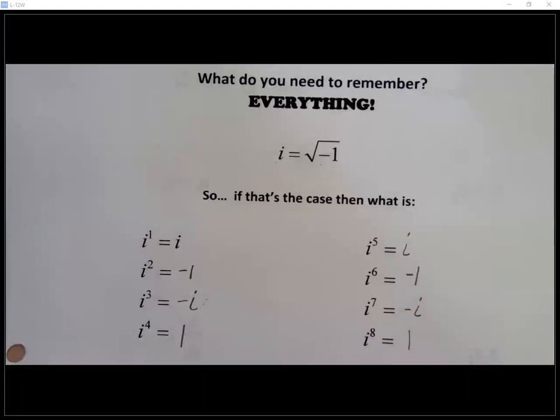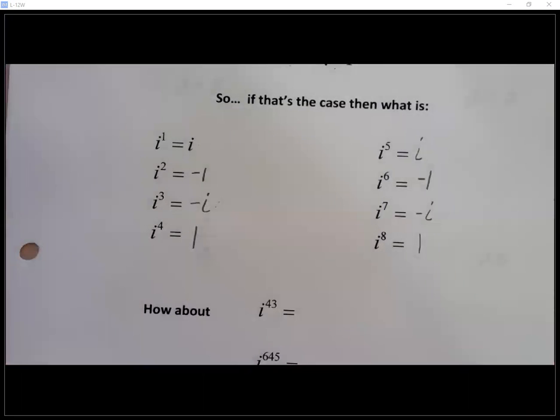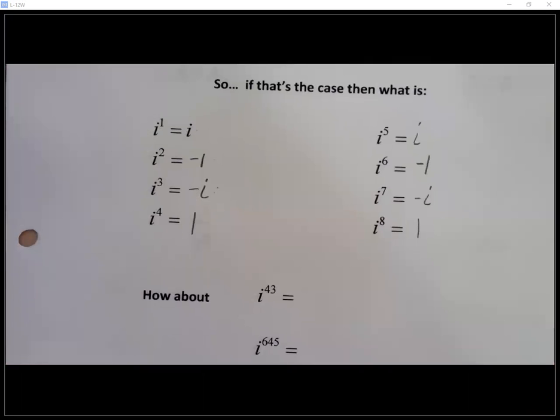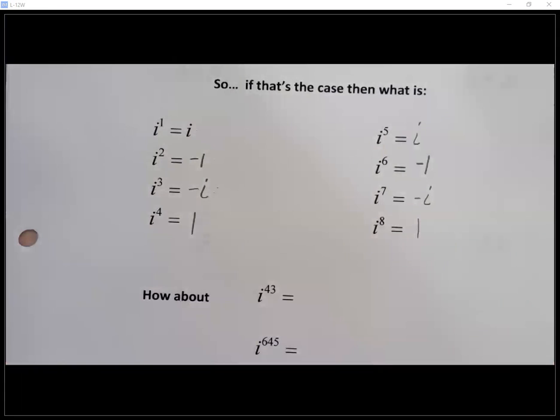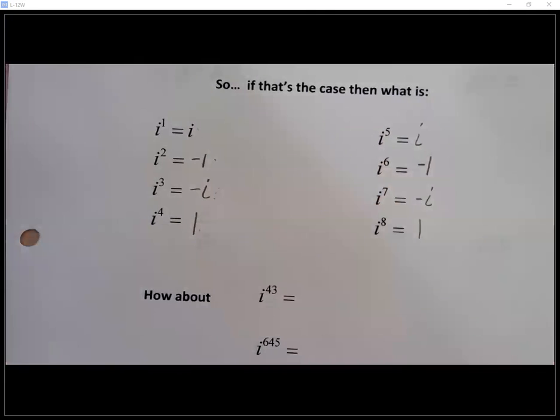Okay, so that's great when you have it in front of you and you have a list. But what about, let's jump to i to the 43rd power. I certainly wouldn't expect you to go all the way up, right? We have until 8. You're not going to. So everybody take a moment, decide for yourself. It's going to be one of these 4 things, right? Because that's what you're going to get every time. So take a moment and see if you can figure out what that is.